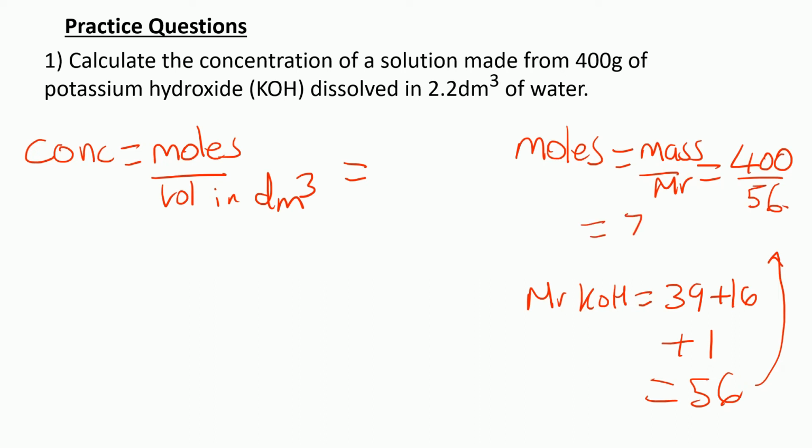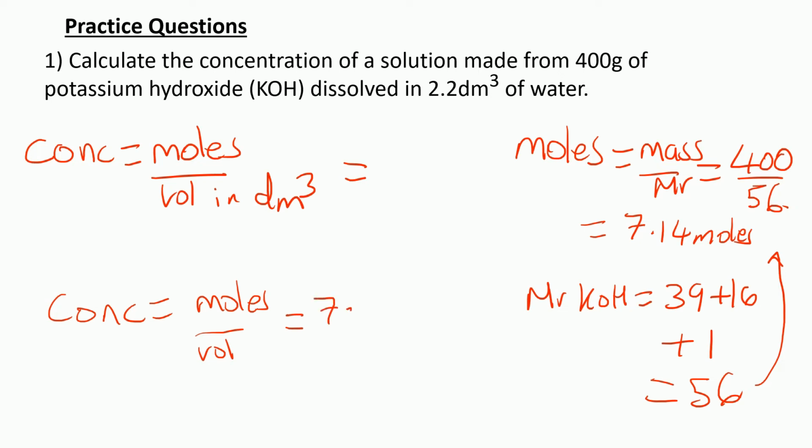So the concentration is moles over volume in dm cubed. So we now know the moles is 7.14. In the question it's already in dm cubed, so we can just use the 2.2, and that comes to 3.25 moles per dm cubed. Well done if you got that correct.